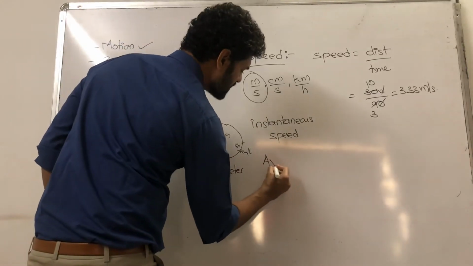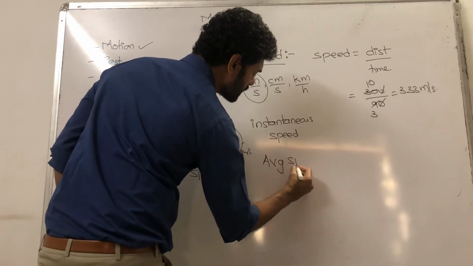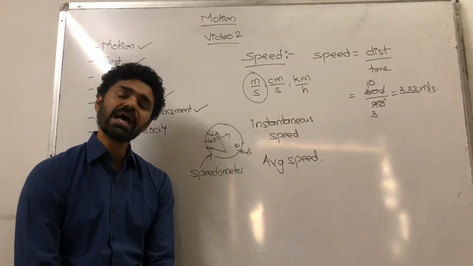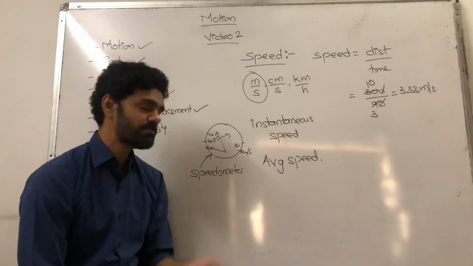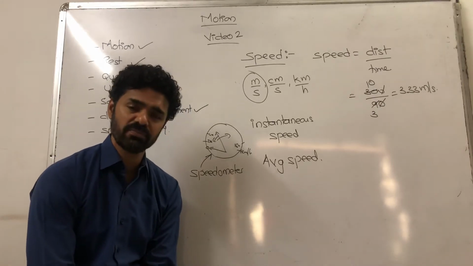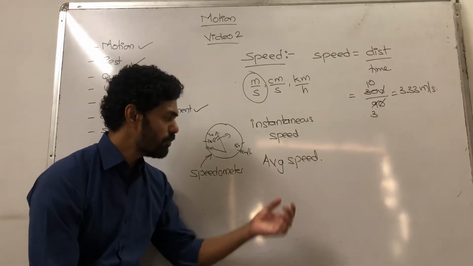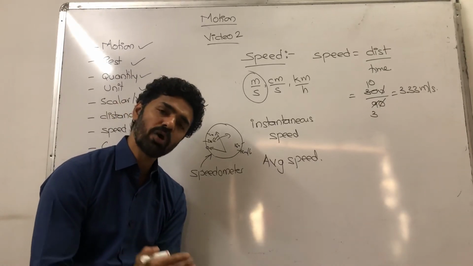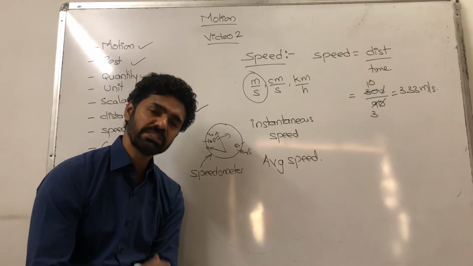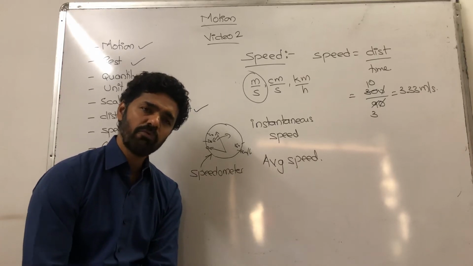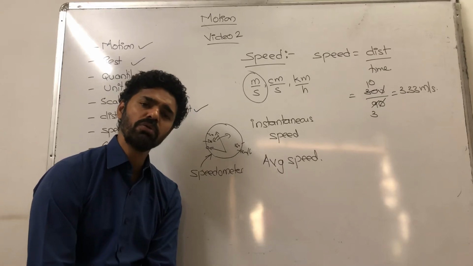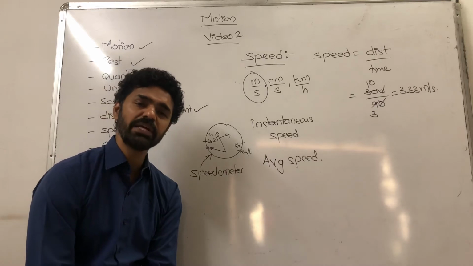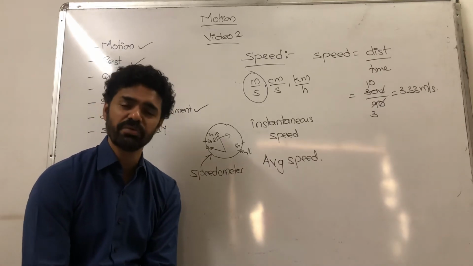Next is average speed. Now what is average speed? In instantaneous speed, we take a very short interval of time. For average speed, the time interval that we take is more. Let's say you are going from home to school on your Activa. You don't go at a constant speed. In between, the speed increases and decreases based on the traffic.